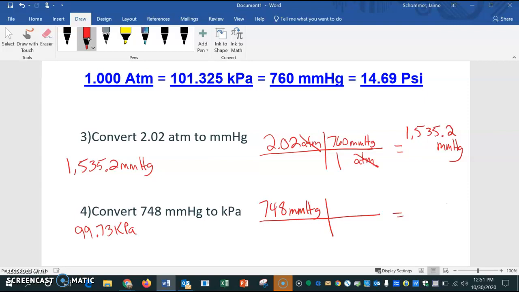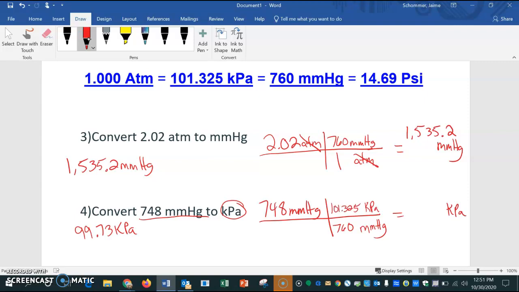All right, last one, 748 millimeters of mercury. Right, I'm trying to get to kilopascals. This is what I have, this is what I'm trying to get to. I know in order to cancel for dimensional analysis, millimeters of mercury has to go here. Standard pressure at millimeters of mercury, because that's what I'm using as my conversion, is 760. And on top, I'm trying to get to kilopascals.